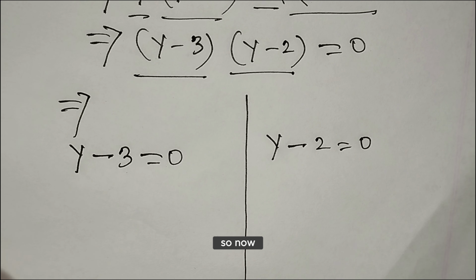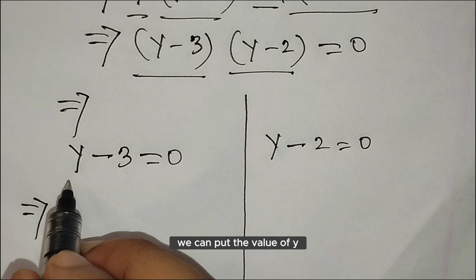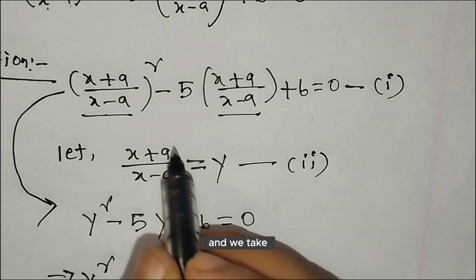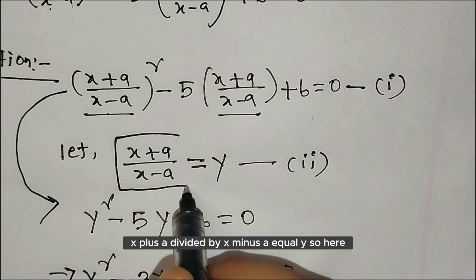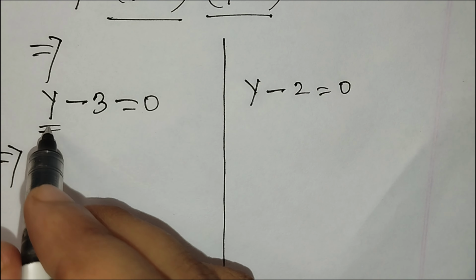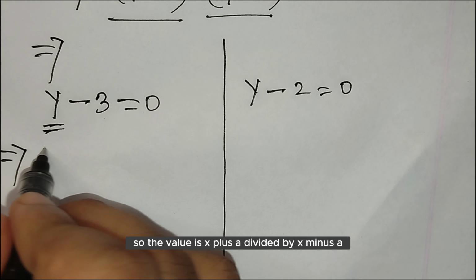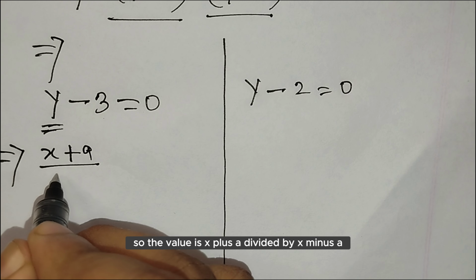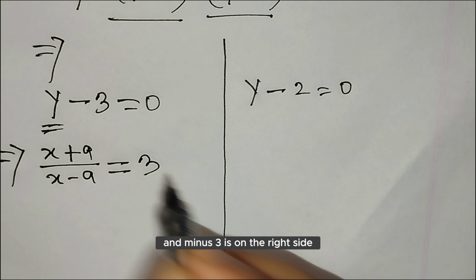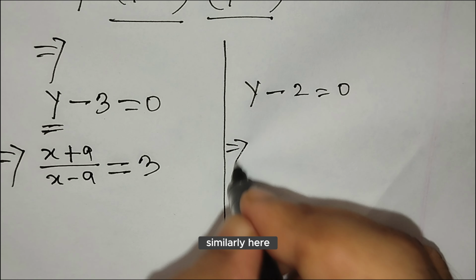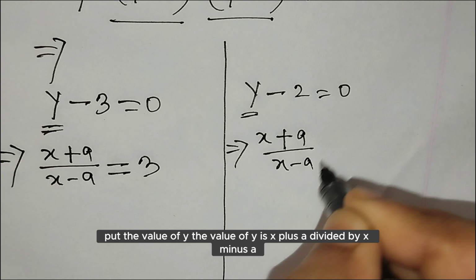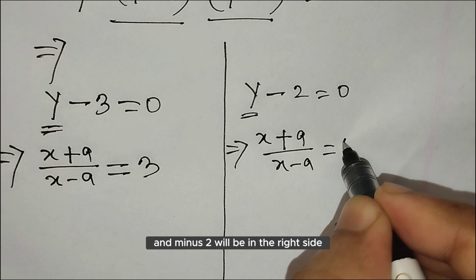So now we can put the value of y, and we take (x plus a) divided by (x minus a) equal y. So here replace the value of y. So the value is (x plus a) divided by (x minus a), and minus 3 is on the right side. Similarly here put the value of y. The value of y is (x plus a) divided by (x minus a), and minus 2 will be in the right side.